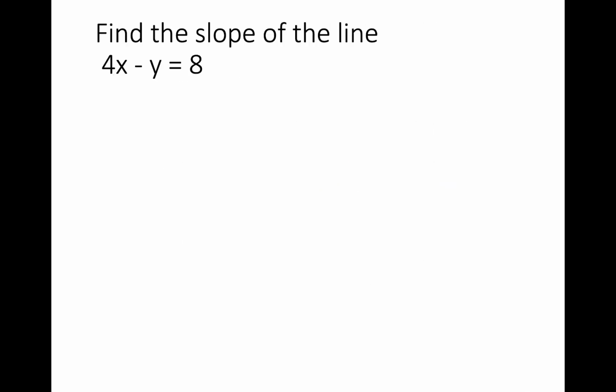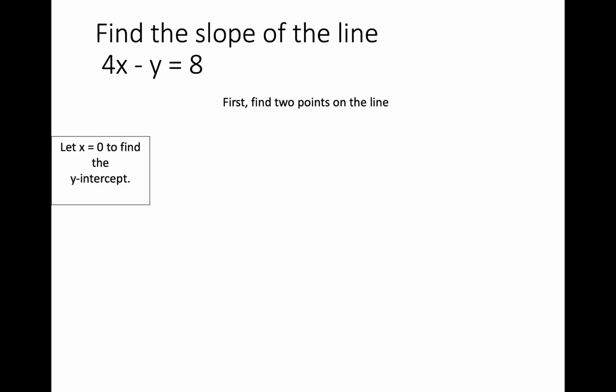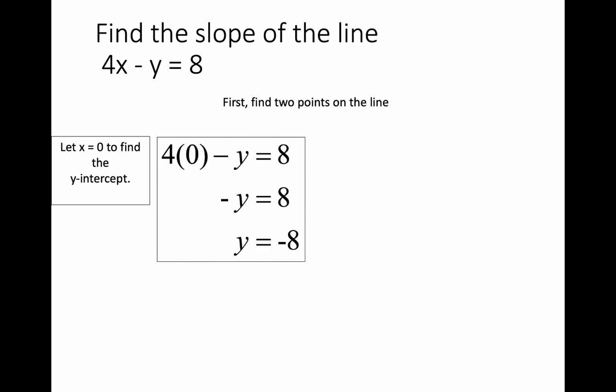Okay, next, find the slope of the line 4x minus y is equal to 8. First, find the 2 points of the line. So, let x be 0 to find the y-intercept. Substitute natin ang value ng x, which is 0. So, makukuha natin y is negative 8. So, (0, negative 8) yun yung ating makukuha na value ng x and y.